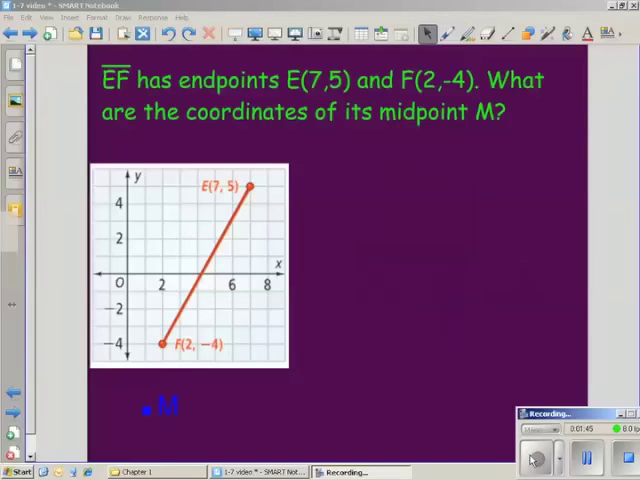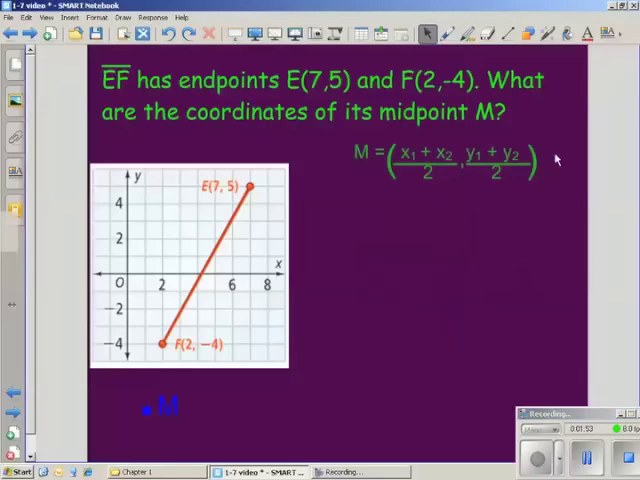Segment EF has endpoints E (7, 5) and F (2, -4). What are the coordinates of its midpoint M? The formula we learned was to take the average of the x's and the average of the y's.